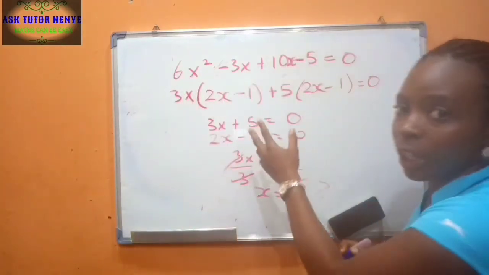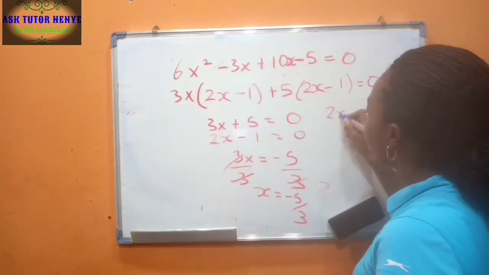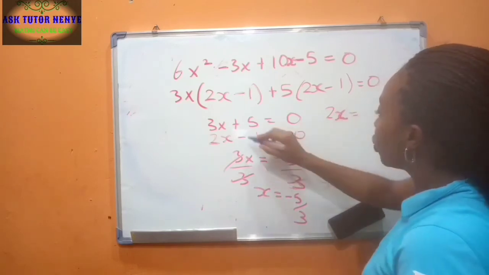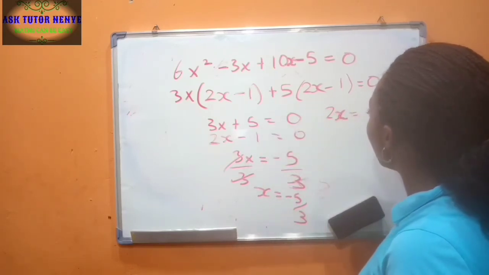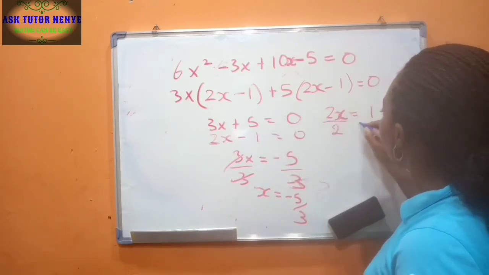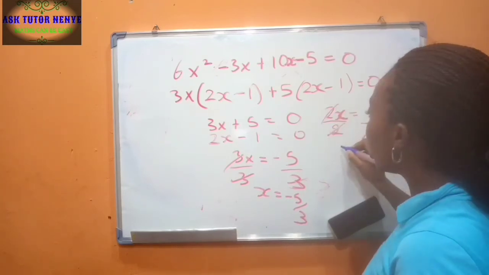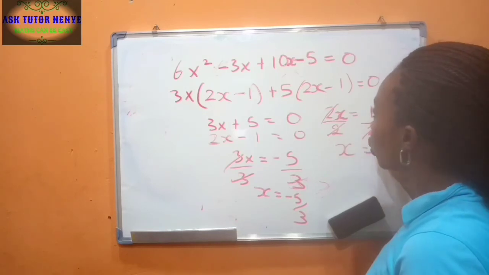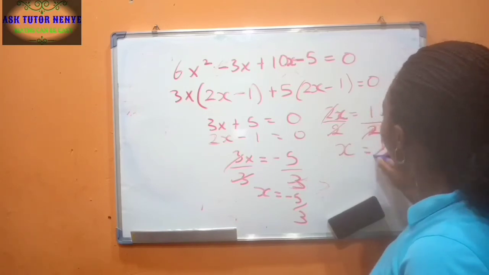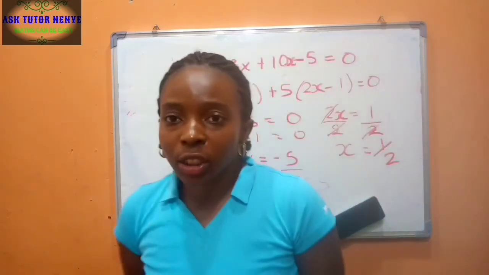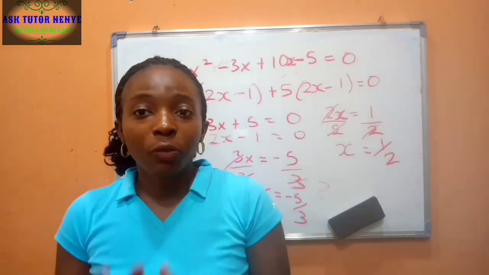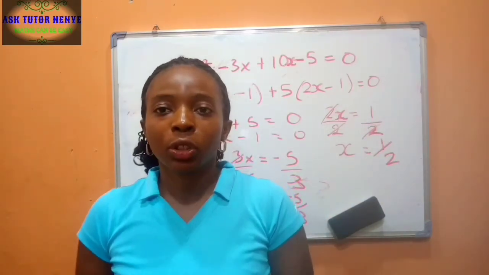So let's take a look at this one. We have 2x equals to, this crosses over to this side. We have what? Plus 1. Divide both sides by 2. By the time we divide both sides by 2, we're going to have x is equals to 1 over 2. So this is it on solving quadratic equations by factoring.